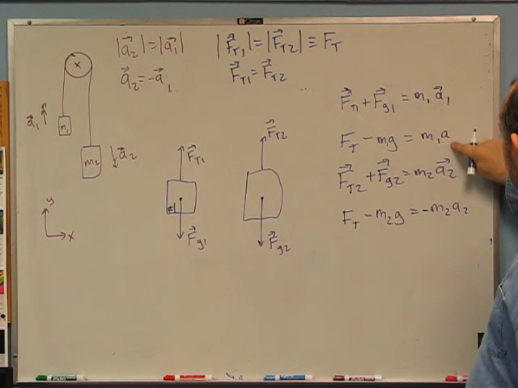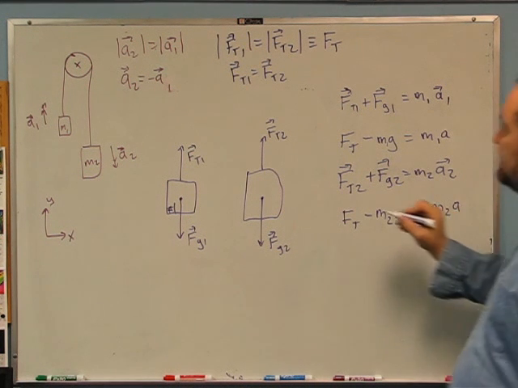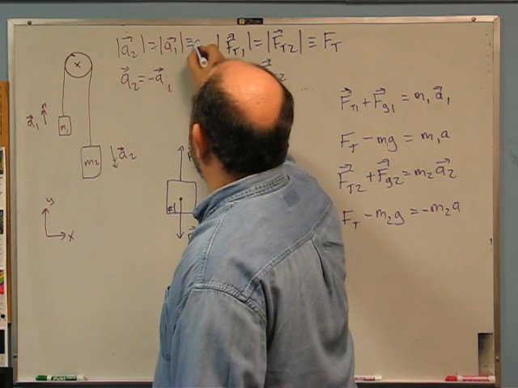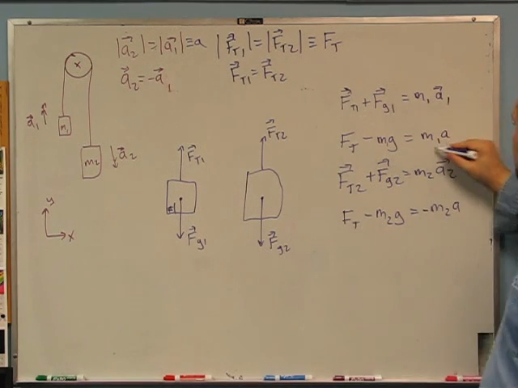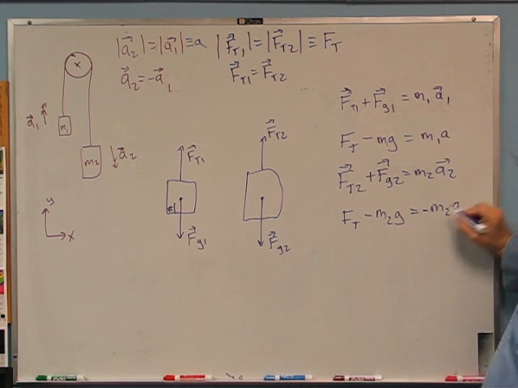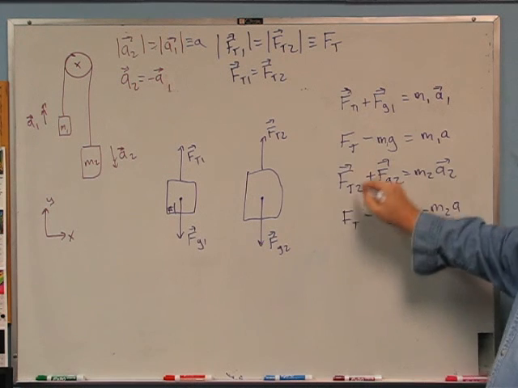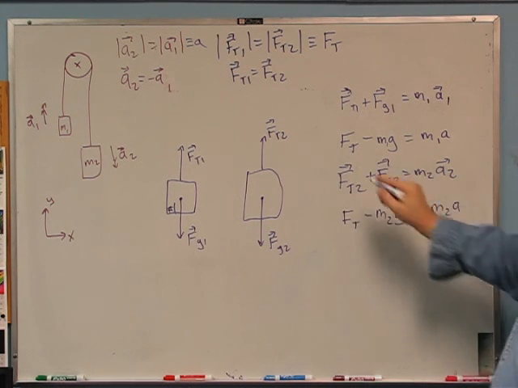So what I'm going to do is just say it's M1A minus M2A, where A is the magnitude of these accelerations. I know that for the first one, the acceleration is in the plus y direction. For the second one, the acceleration is in the minus y direction. That's why this has a minus on it. So this is the y component of F equals ma.